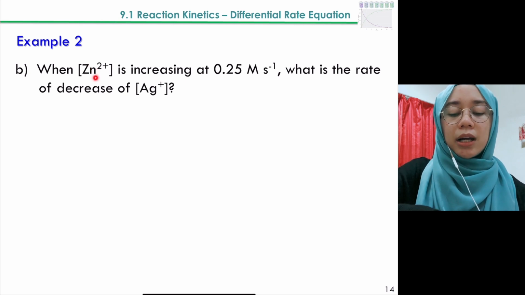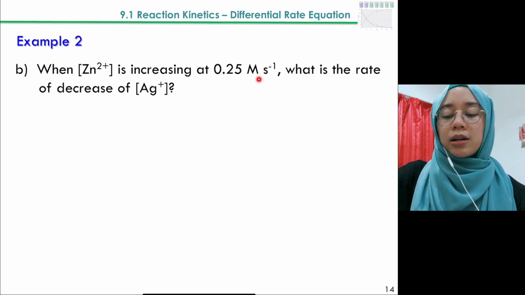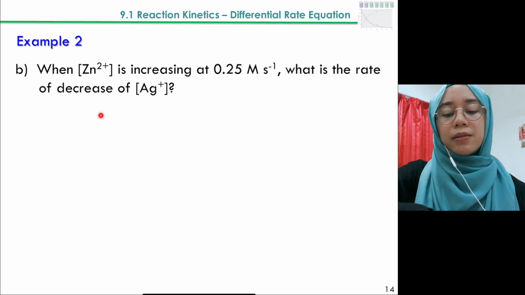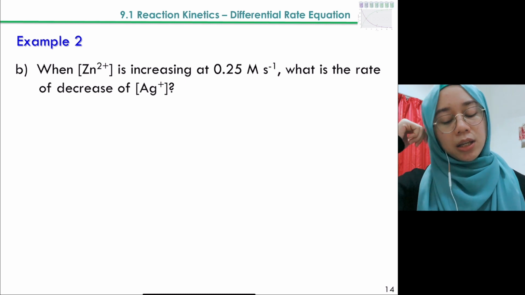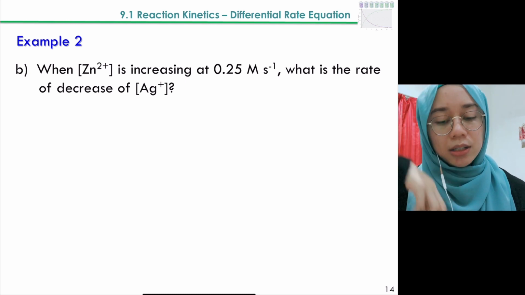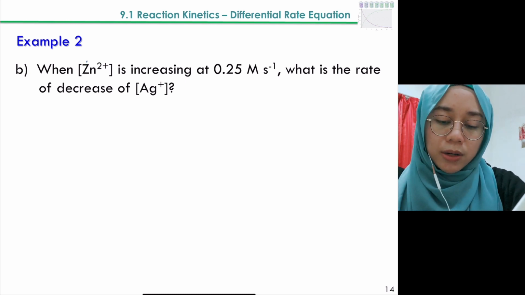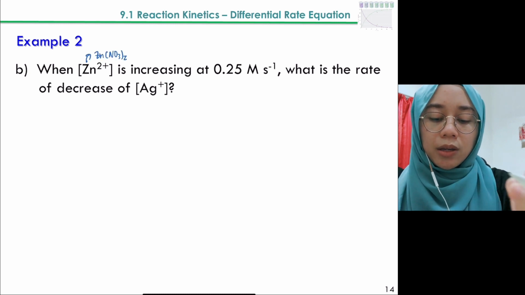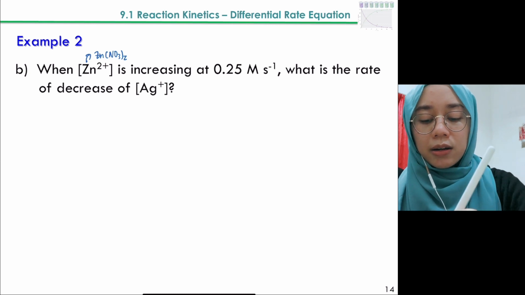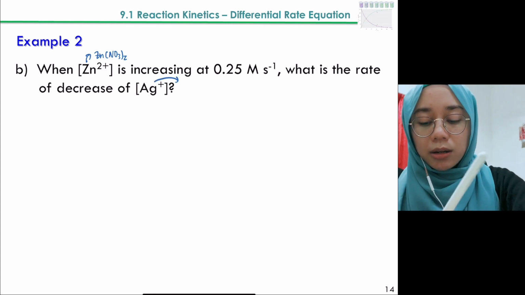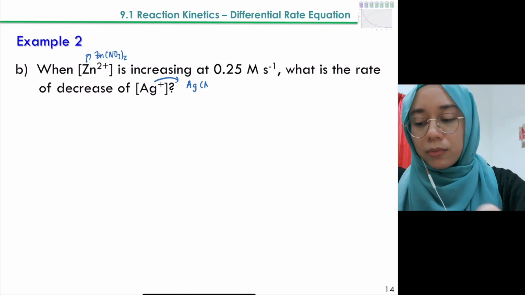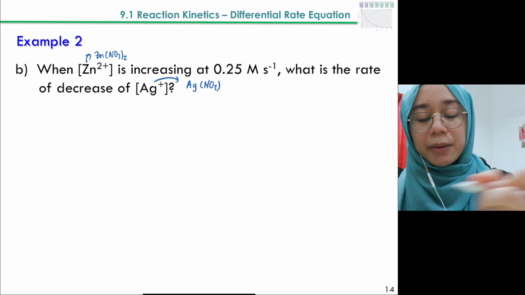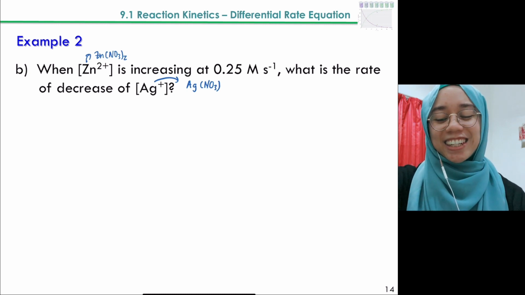the concentration of zinc ion is increasing at 0.25 molar per second, what is the rate of decrease of silver ion? Okay. Jadi kita try tengok apa data yang ada. So basically zinc ion ni is the one yang datang daripada zinc nitrate. Okay. Meanwhile, silver ion ni pula is the one coming from kita punya silver nitrate lah. Tak payah ada bracket tu sebenarnya. Sepatutnya ada AgNO3 je. Okay.